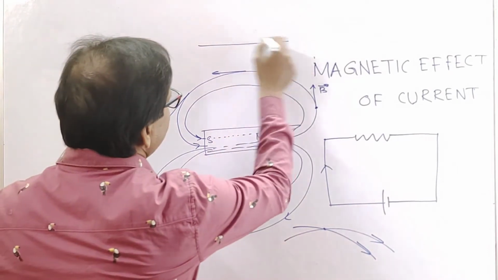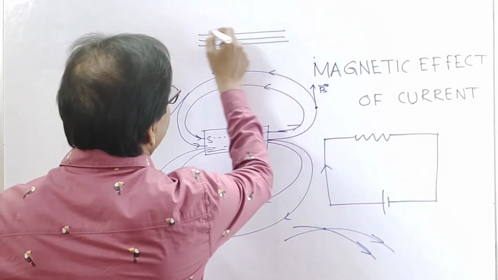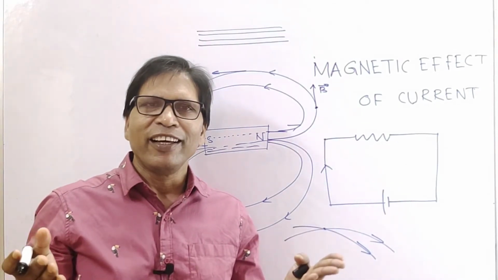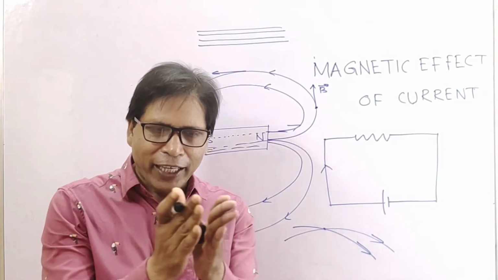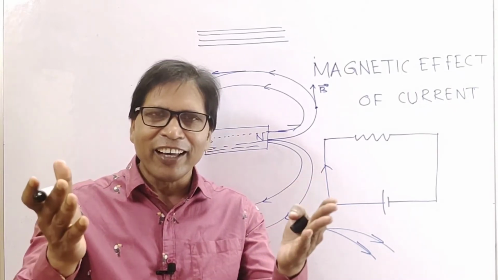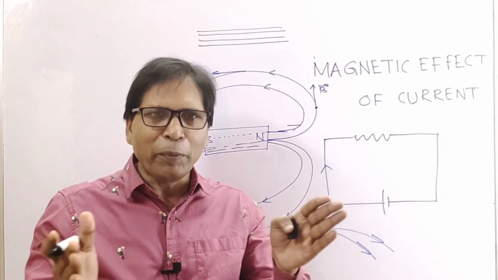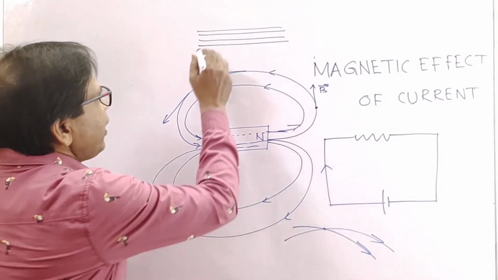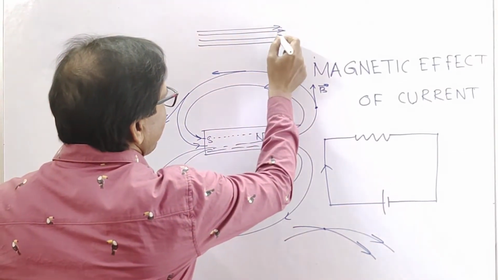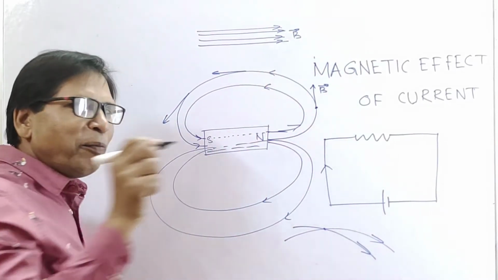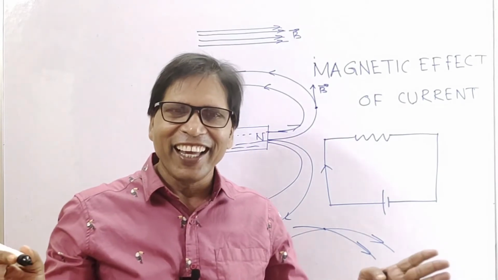The number of lines of force passing per unit area represents the magnitude of magnetic field. That is, if the magnetic field lines are close to each other, then the field is strong. And if the field lines are far away from each other, then the field is weak. Look at this. These field lines are equidistant and parallel. So this represents the uniform magnetic field. Okay? Understood?